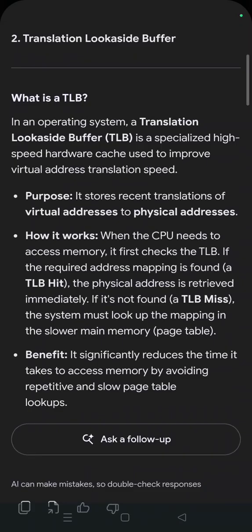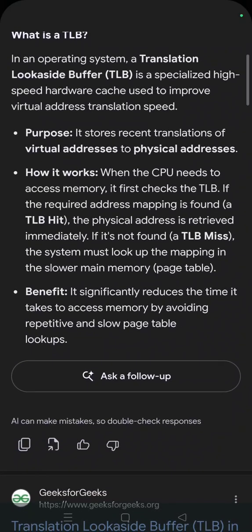How it works: when the CPU needs to access memory, it first checks the TLB. If the required address mapping is found, it is a TLB hit, and the physical address is retrieved immediately. If not found, it is a TLB miss. The system must look up the mapping in the slower main memory page table. Benefit: it significantly reduces the time it takes to access memory by avoiding repetitive and slow page table lookups.